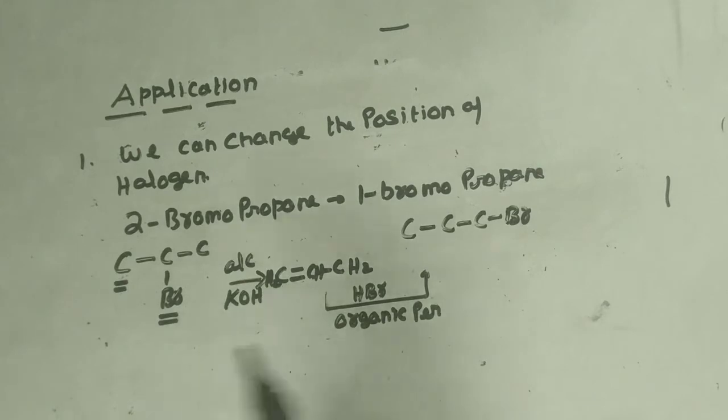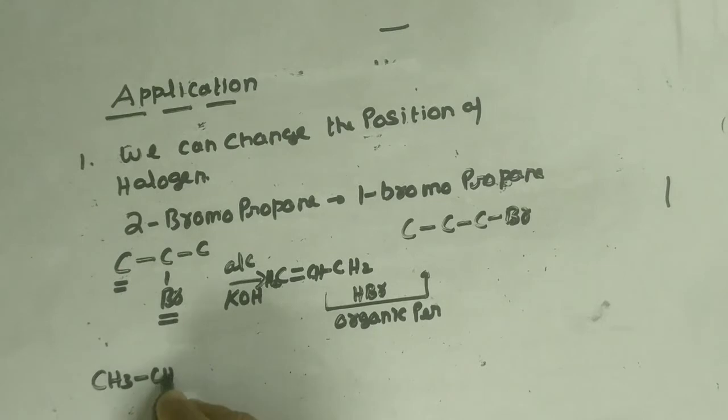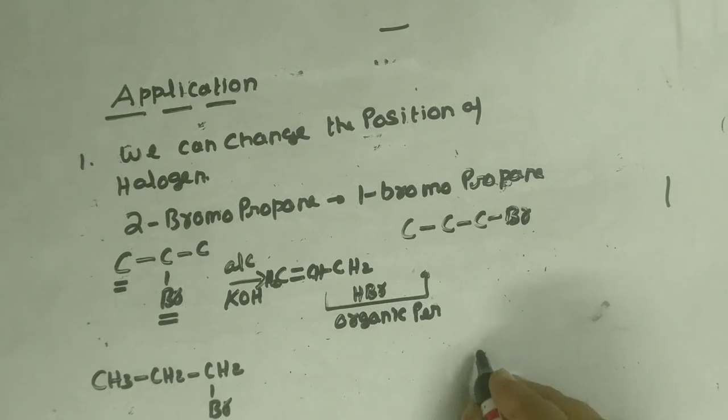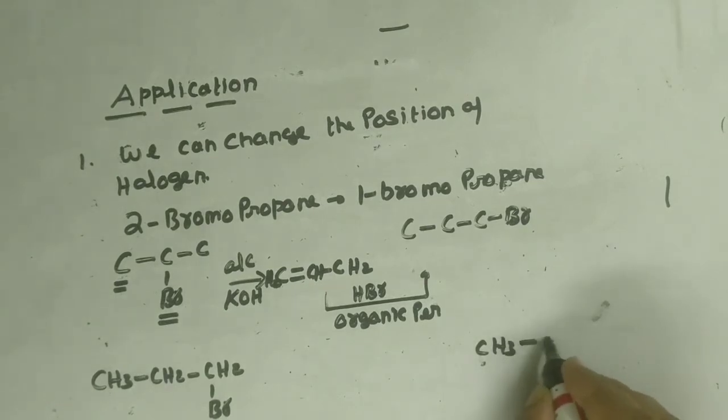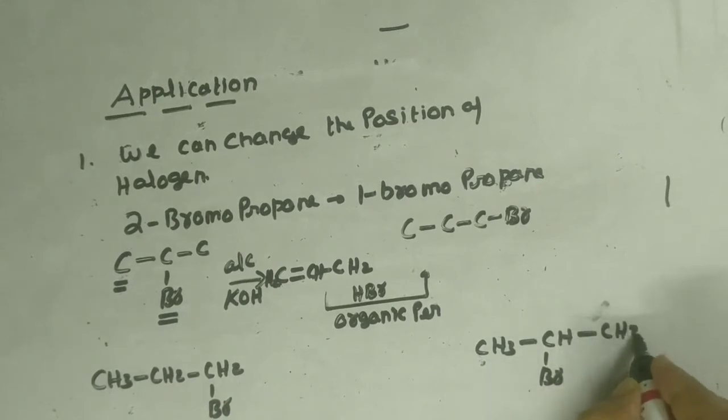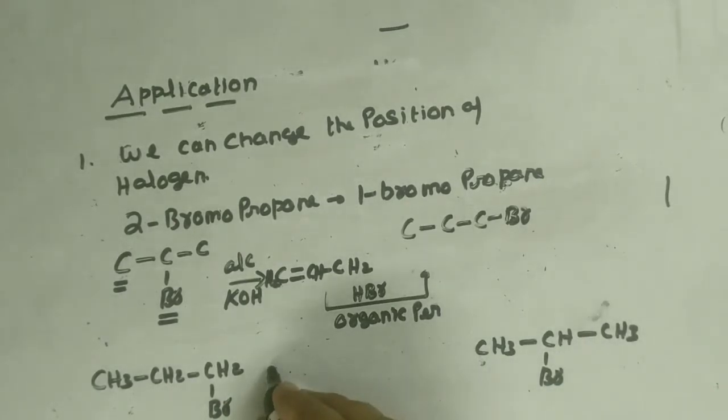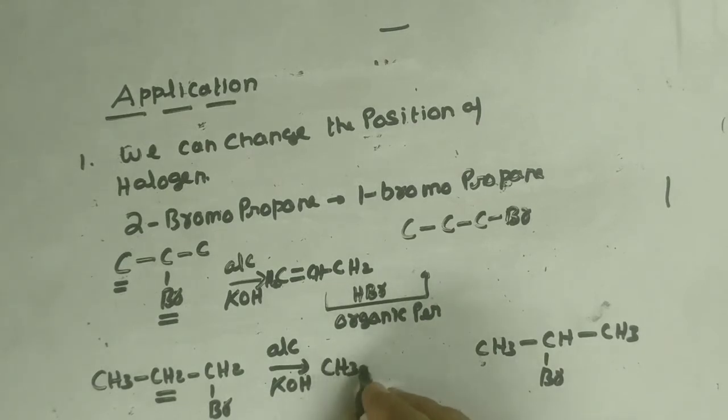Suppose you need to do the reverse thing. Suppose you want to convert 1-bromopropane into 2-bromopropane. I want to remove halogen from the first position and put it on the second position. So again I'll use the following steps. Use alcoholic KOH. When we use alcoholic KOH, what will happen? From one carbon Br will go, from the adjoining carbon hydrogen will go. You will get a double bond, and the formation of propene.